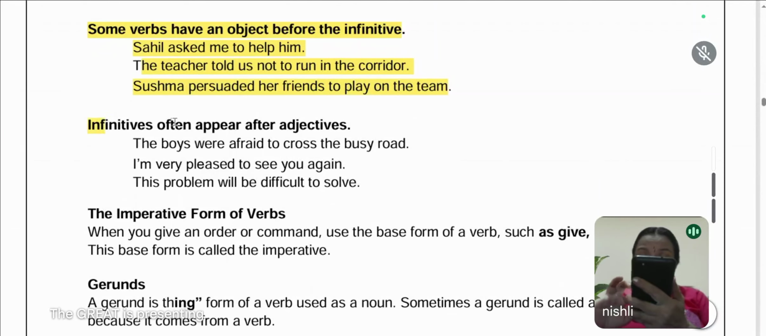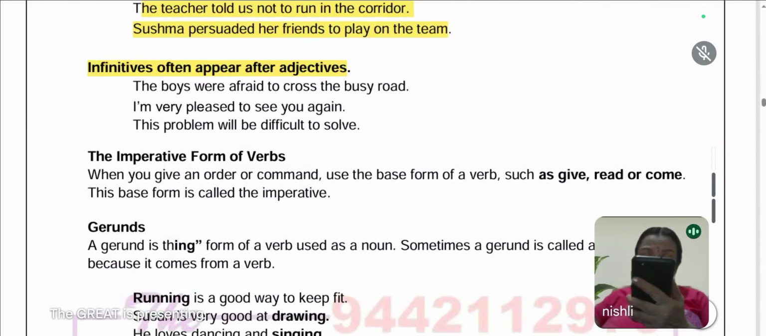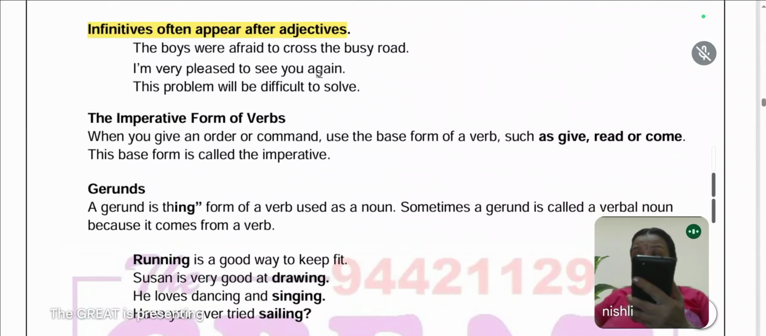Next one, infinitives often appear with adjectives. As we saw last week, adjectives describe, give more meaning to the sentence and complete the sentence, like long, short, fast, dark, things like that. The boys were afraid to cross the busy road. The word busy is the adjective here. I'm very pleased to see you again. Here too an adjective is there. This problem will be difficult to solve. Difficult, again an adjective. Pleased, afraid, busy road, things like that.